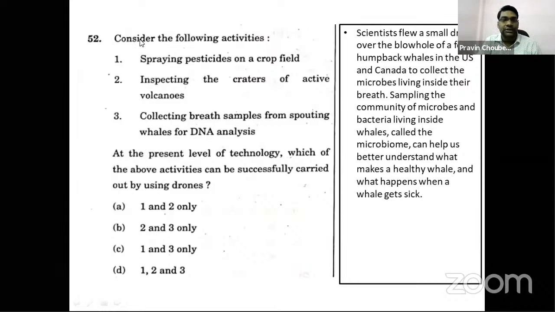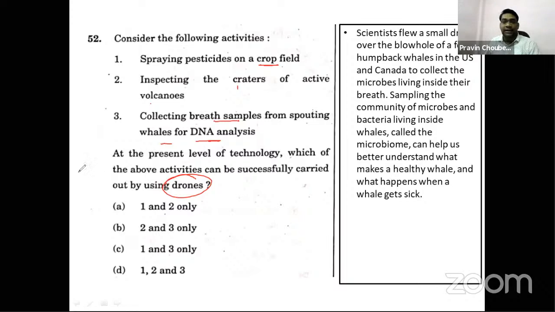Another question is: consider the following activities. Again, an important question based on application. Spraying pesticides on crop field, inspecting the craters of active volcanoes. Third one is collecting a breath sample from spouting whales for DNA analysis. At the present level of technology, which of the above activities can be successfully carried out by using drones?